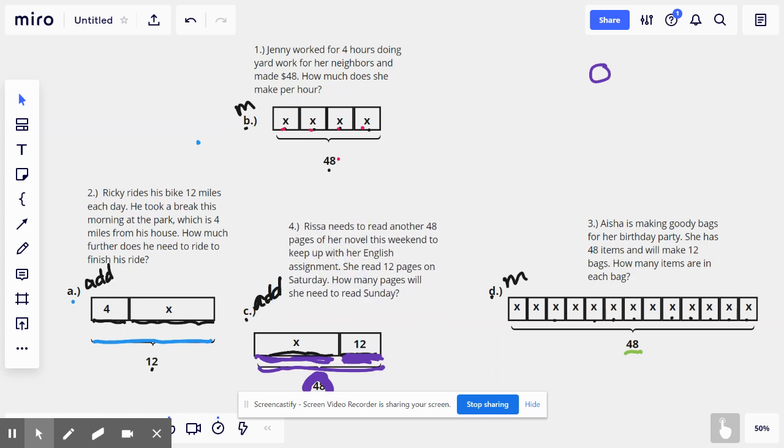Okay, I hope that's helpful. You'll have an assignment where you'll have a chance to do the same thing, matching up some word problems with tape diagrams, and I will ask you to take it a step further and actually solve them as well.